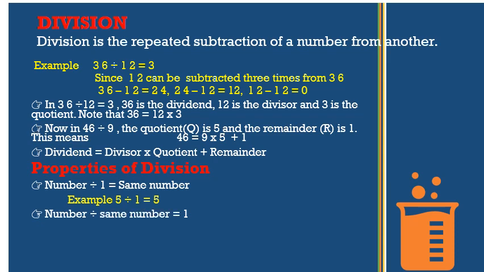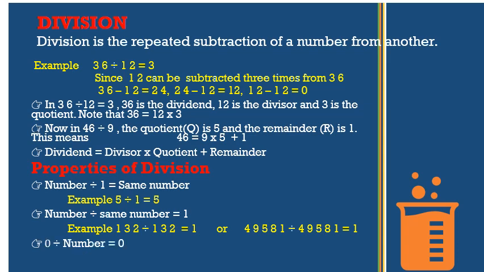The second property is when a number is divided by the same number, the answer is 1. For example, 132 divided by the same number, that is 132 divided by 132, your answer will be 1. Or 49,581 divided by 49,581 and our answer will be 1.